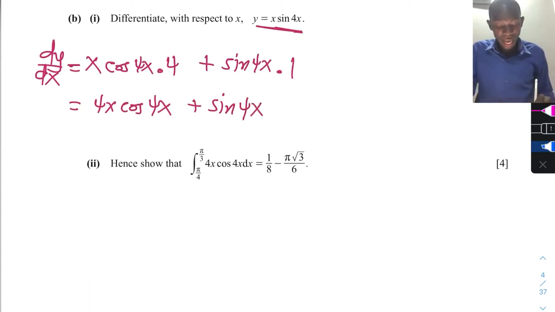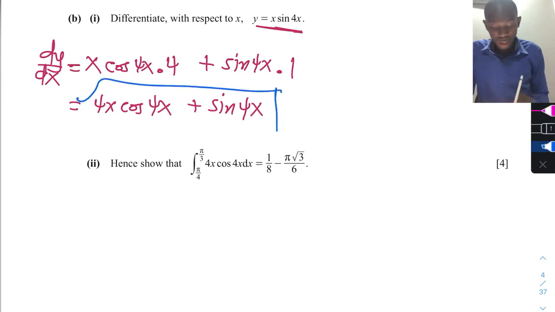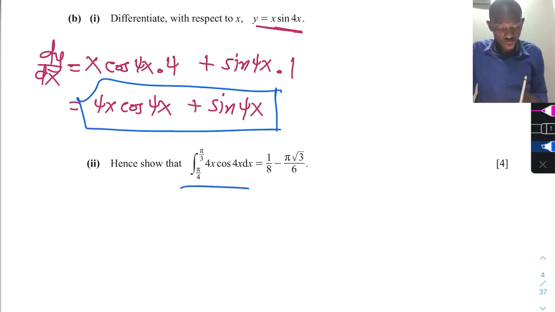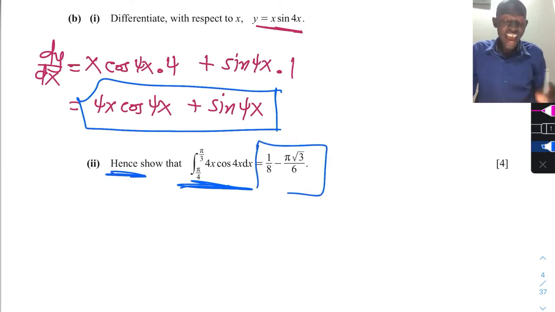All right, now this is really beautiful. They want us to show that this whole thing is equal to that. But one key word is 'hence'. It means that it has something to do with the previous part.